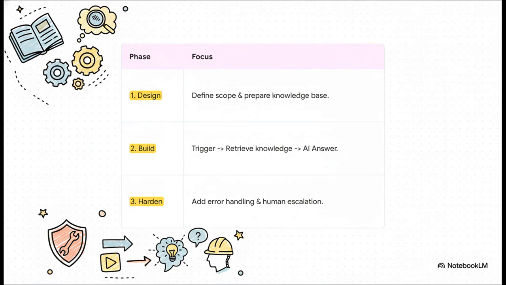Let's get even more specific. Here's Dr. Grant's 3-phase blueprint for building a customer support bot. And notice the structure here. First, you design. You define the exact scope and you get your data ready. Second, you build the core logic, the trigger, the knowledge retrieval, the AI-generated answer. And finally, you harden it. You add error handling and you create clear paths for when the bot needs to hand things off to a human. It's a methodical, professional way to build automation that you can actually rely on.